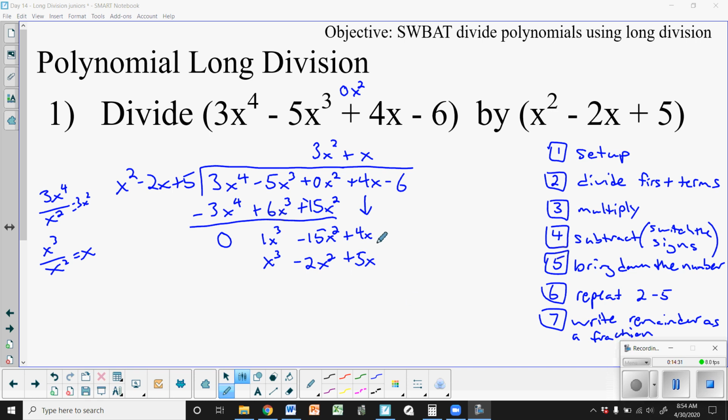Great, so what we just did is we multiplied. After we multiply, we subtract, which means switch the signs. So let's subtract these and switch the signs.